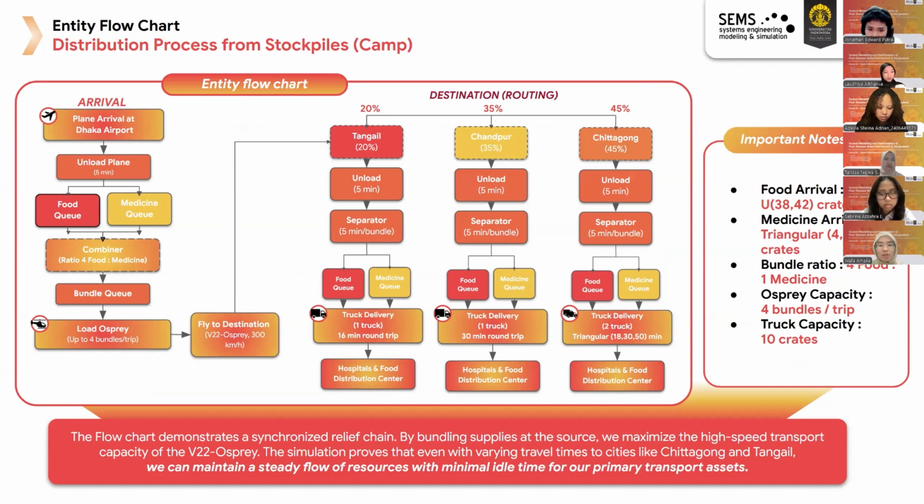Okay, this slide shows the entity flow within the relief distribution process. Relief supplies arrive at Dhaka Airport, where food and medicine crates are unloaded and combined into bundles using a 4:1 ratio. The bundles are then transported by the Osprey helicopter and routed to three destinations, Tangail, Chandpur, and Chittagong, with demand proportions of 20, 35, and 45% respectively. After arrival, the bundles are separated and delivered by trucks to hospitals and food distribution centers. Next.